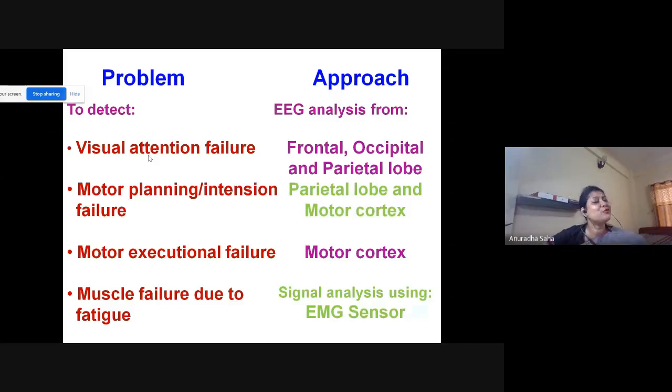So this is the first failure, which we can term as cognitive failure during driving. Apart from this, what are the approaches that I am coming to later? So this is the first kind of cognitive failure that a driver can experience.